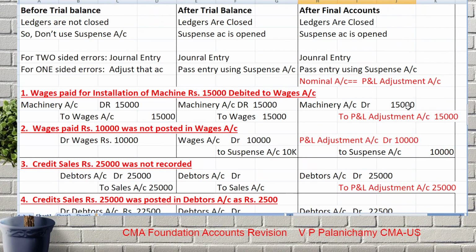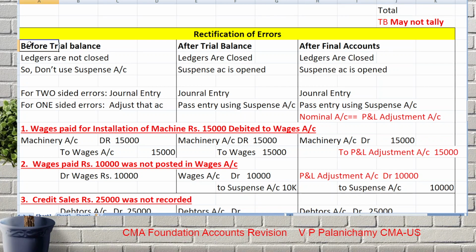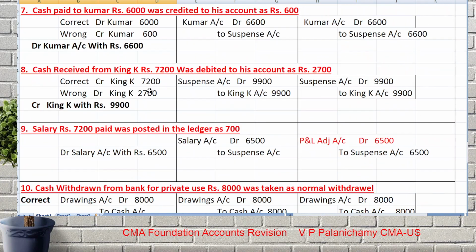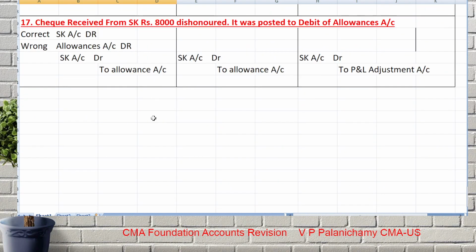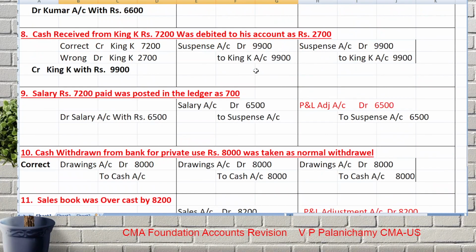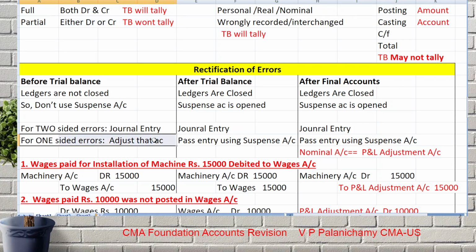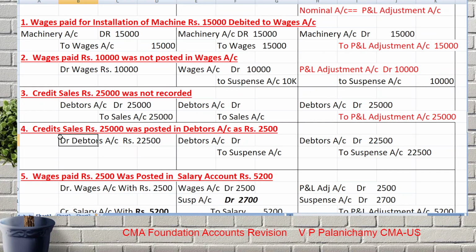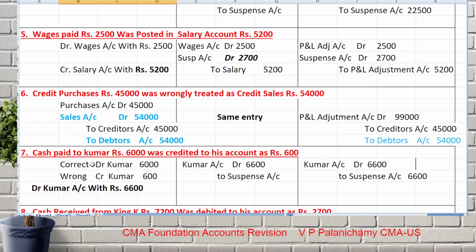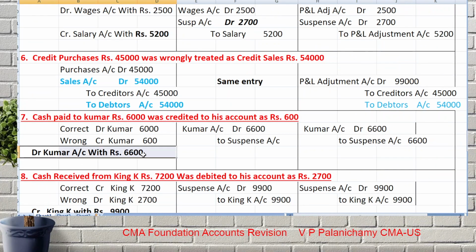Pay attention. Just to give you a recollection, listen. Before trial balance, ledgers are not closed, so don't use which account? Suspense account. For a two-sided error, pass a journal entry. For a one-sided error, just debit or just credit that account. For example, here we debited debtors account, debited Kumar account, like that.